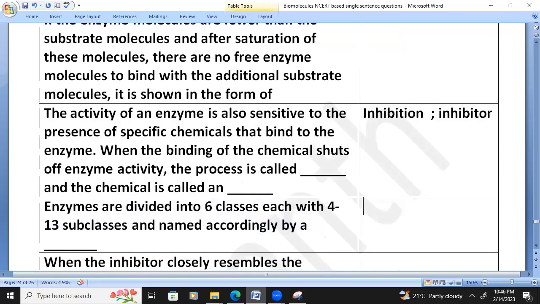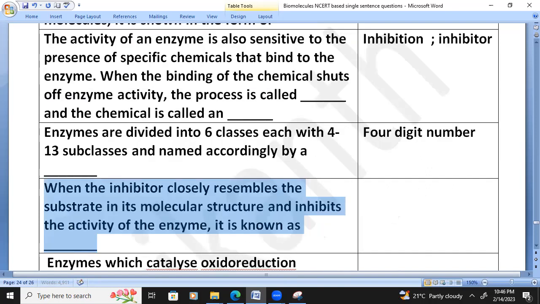Enzymes are divided into 6 classes, each with 4 to 13 subclasses, and named accordingly by a 4-digit number. When the inhibitor closely resembles the substrate in its molecular structure, it inhibits the activity of the enzyme. It is known as a competitive inhibitor.